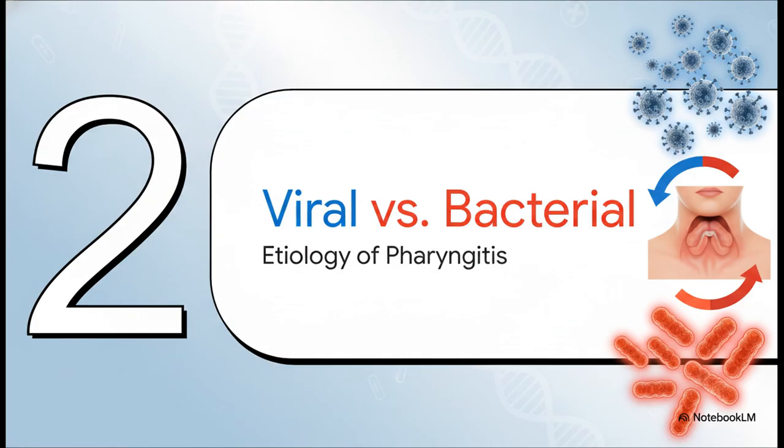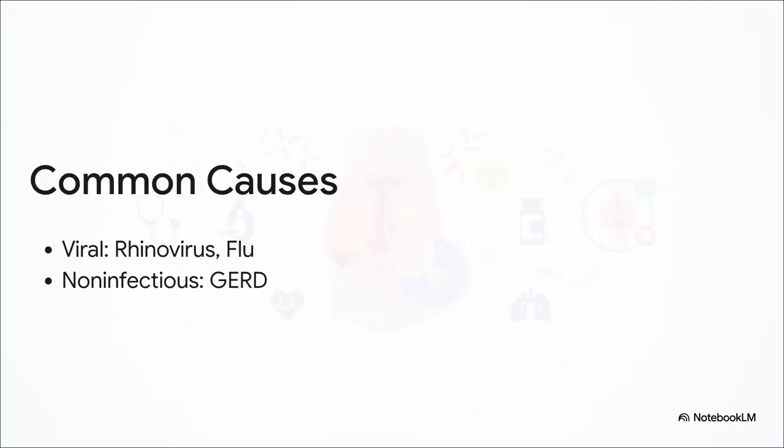Moving right along to Section 2, Etiology, viral versus bacterial. Figuring out the why behind the information is absolutely crucial because it dictates our whole game plan. Now, we often stress about bacteria, but the vast majority of these cases, they're viral. We're talking rhinovirus, coronavirus, adenovirus, influenza, and EBV.